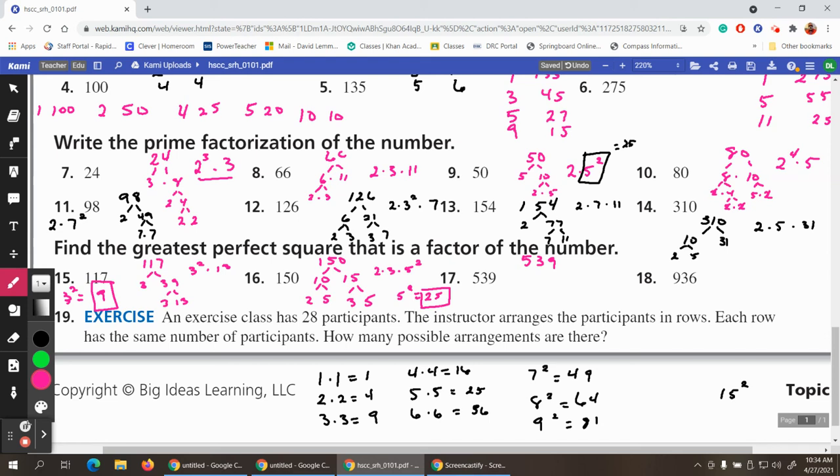539. That number is gigantic. Let's see, 539. Prime factorization. I don't think 3 works. Let me divide it by 3. Yep, 3 doesn't work. 5's not going to work. Let's try 7. 539 divided by 7. Ooh, that does work. I have 7 times 77. That's 7 times 11. So that's 7 squared times 11. 7 squared is 49. So my answer is 49.